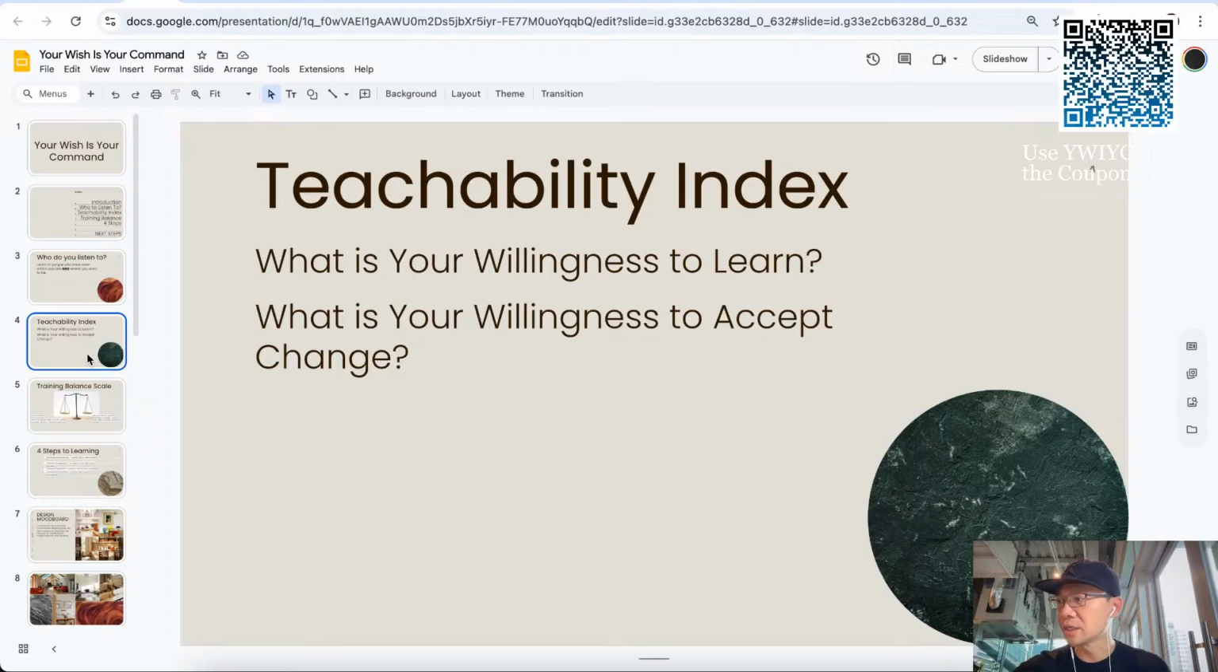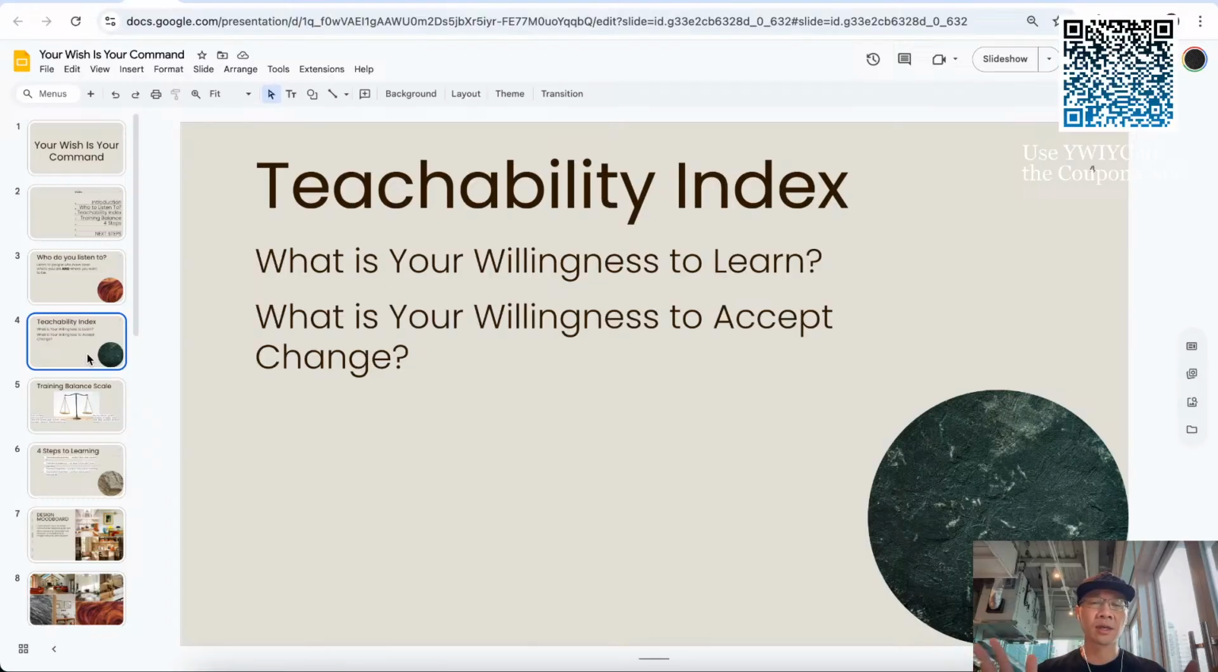The Teachability Index. What is this all about? Another way we can say Teachability Index is the Coachability Index. How coachable are you? Many people say, I'm very coachable, I'm very teachable. How do you quantify something like that? With Kevin, you'll be able to quantify it very, very precisely.